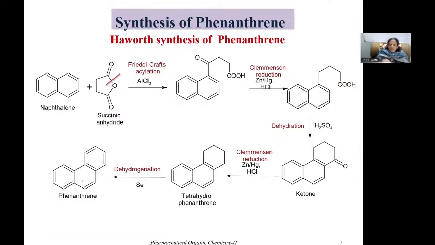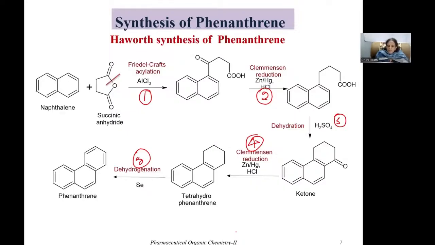So this is how the Haworth synthesis of phenanthrene proceeds. The first step is Friedel-Crafts acylation reaction, the second step Clemmensen reduction, the third step dehydration, the fourth step again Clemmensen reduction, and the fifth step is dehydrogenation. If you look at this flow, students, it is very much similar to the 5 steps involved in the Haworth synthesis of naphthalene.